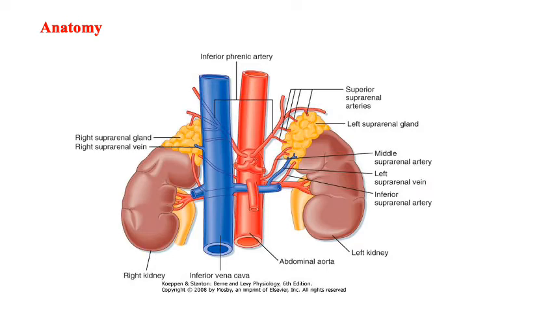We have three arteries to supply the glands on the left and on the right side. The superior adrenal arteries originate from the inferior phrenic artery, the middle adrenal arises from the aorta, and the inferior adrenal artery arises from the renal artery.